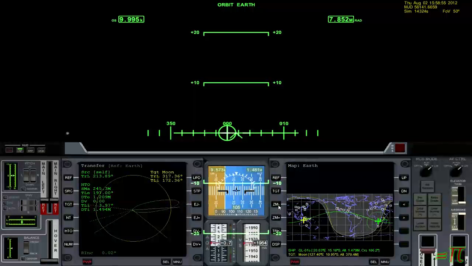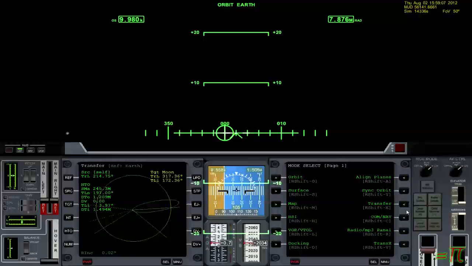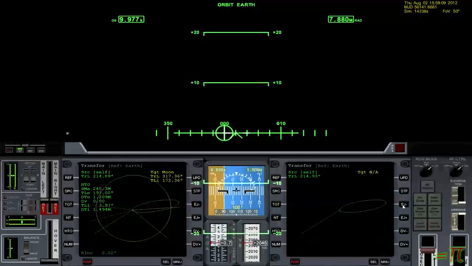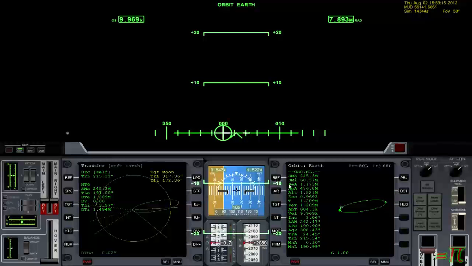Let's see. No, that wasn't South America, it's Africa. This is South America. There's the Africa. Okay. Here's our orbit shape, and here's our projection. It lines up exactly with our prediction.